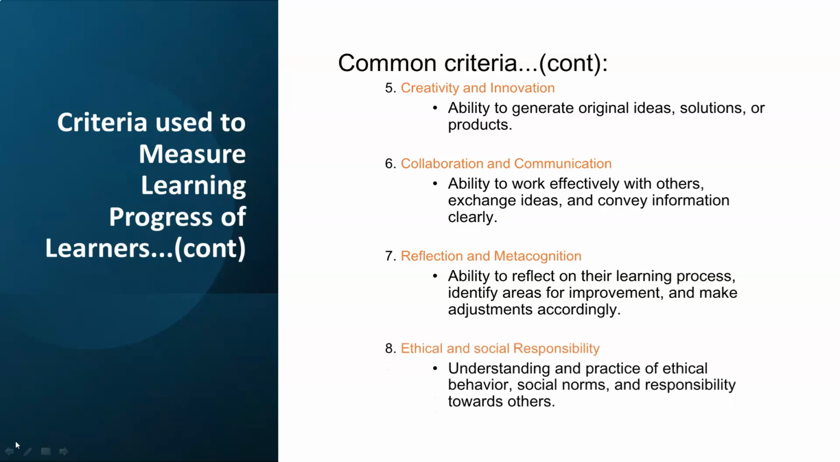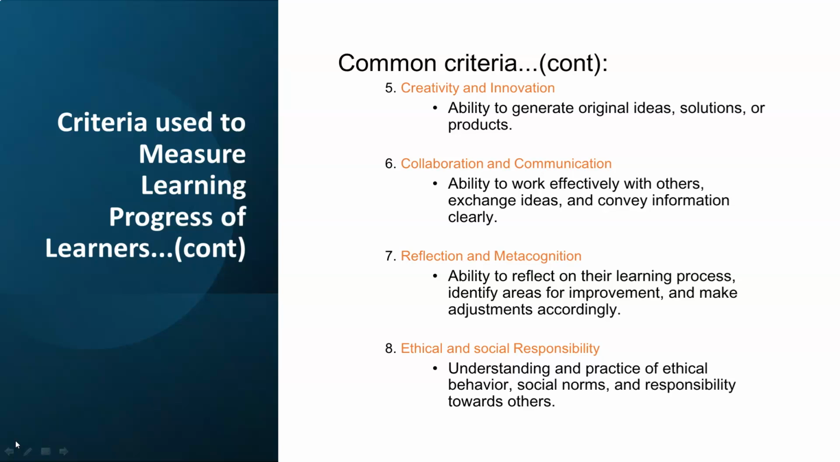8. Ethical and social responsibility. Measuring learners' ethical and social responsibility involves evaluating their understanding and practice of ethical behavior, social norms, and responsibility towards others. Criteria for ethical and social responsibility may include respect for diversity, empathy, integrity, and the ability to make ethical decisions.